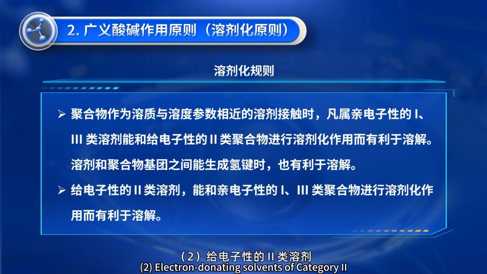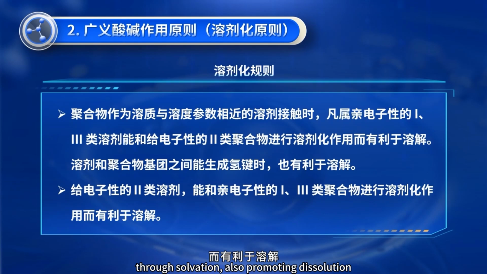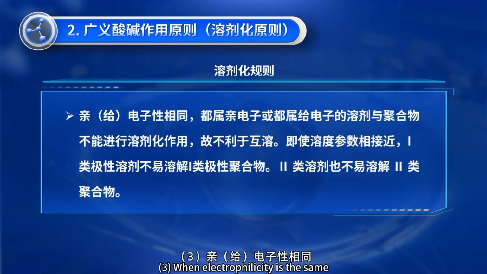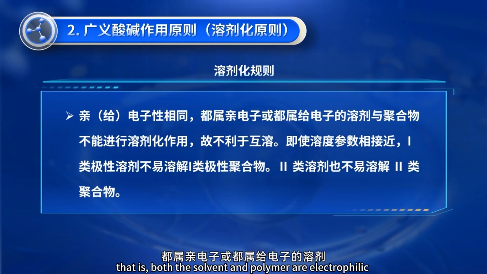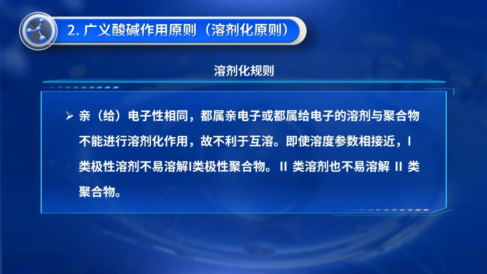Second, electron-donating solvents of category 2 can interact with electrophilic polymers of category 1 and 3 through solvation, also promoting dissolution. Third, when electrophilicity is the same, that is, both the solvent and polymer are electrophilic or both are electron-donating, solvation cannot occur, and mutual dissolution is unfavorable.